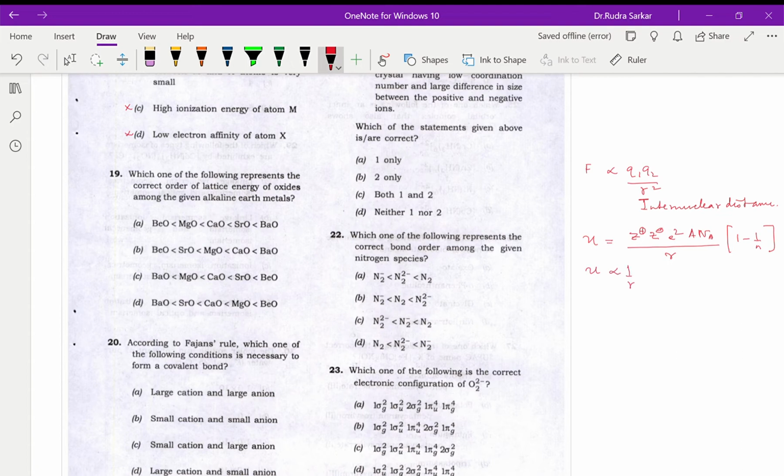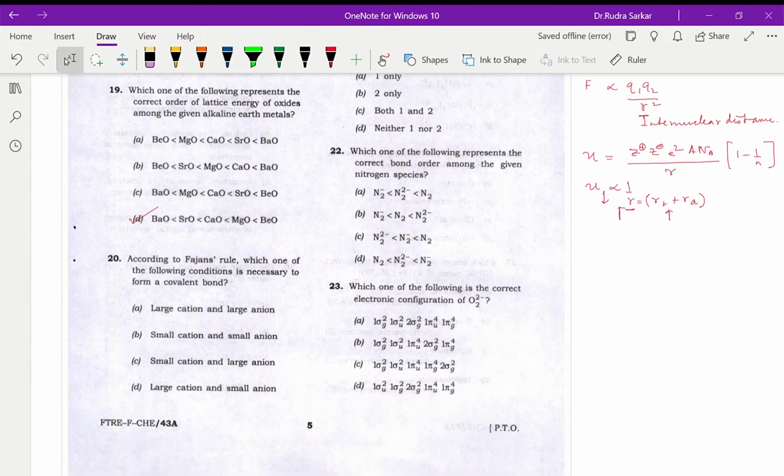So R is basically the radius of the cation plus the radius of the anion. Now if you go down the group, the cation radius will increase and keep on increasing, so R will increase and the lattice energy should decrease. So our answer should be: beryllium oxide should be more than magnesium oxide, which should be more than calcium oxide, which is more than strontium oxide, which should be more than barium oxide. Option D is the correct one.